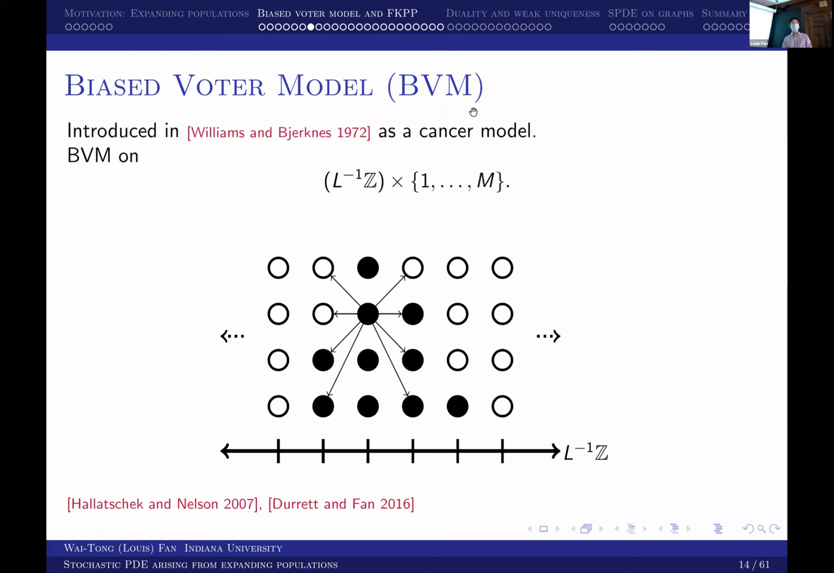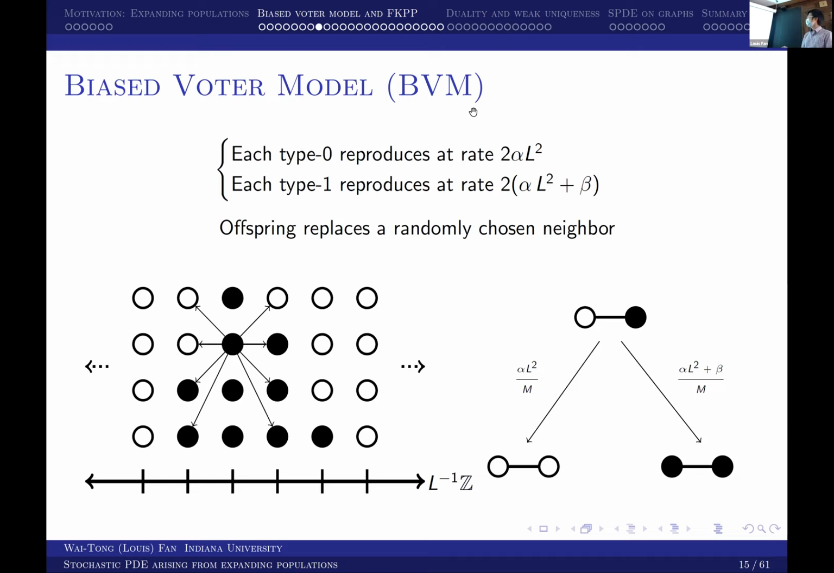Let's go ahead. Thanks for the analogy. Right. So this is a simple model on a particular type of lattice to illustrate an expanding front. Okay, so I will also tell you how often the types are interacting. Type zero is the open dot and type one is the solid dot. We assume each type zero will reproduce at a rate 2αL², where remember 1/L is the lattice spacing here. So this choice is just a diffusive scaling.